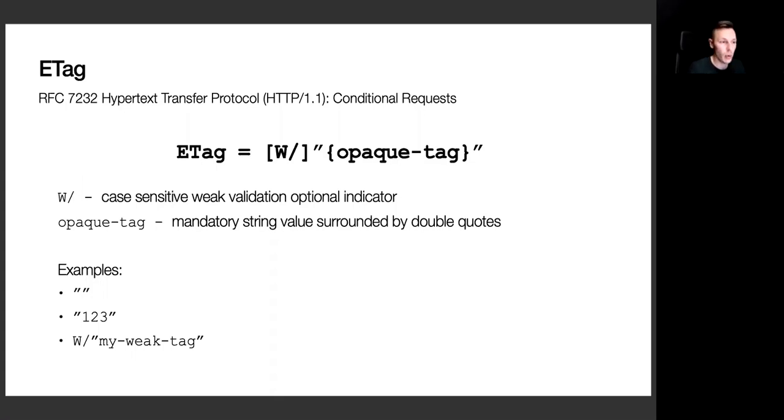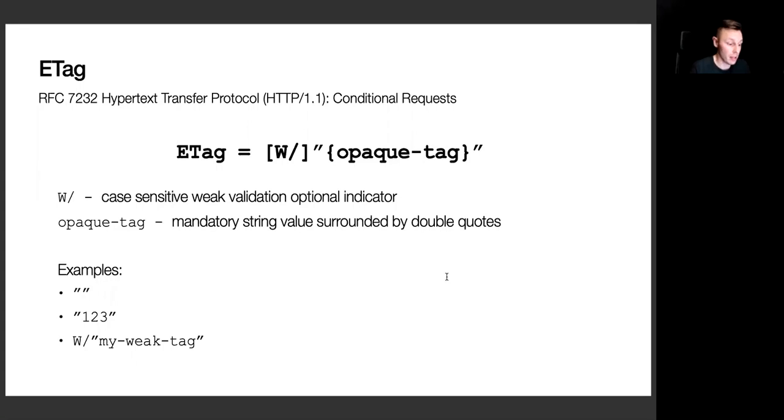Now, e-tags are generated according to the formula you can see on the slide. And the e-tag is just a concatenation of the optional w/ weak validation indicator and an opaque tag surrounded by double quotes. And you can also find some examples on the slide. The question is, what should we put into the e-tag, into the opaque tag value? As you already mentioned, it can be a version number combined with content type classifier. It can be some hashed value over response. It can be also a timestamp that has subsequent resolution.